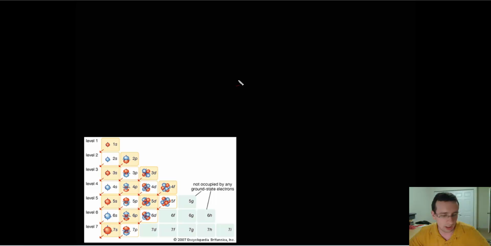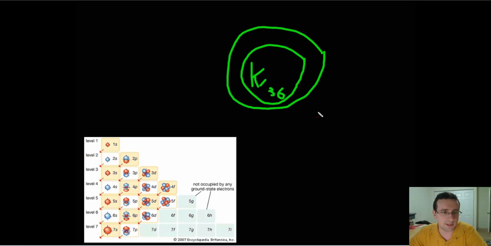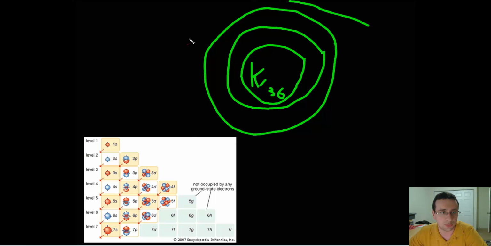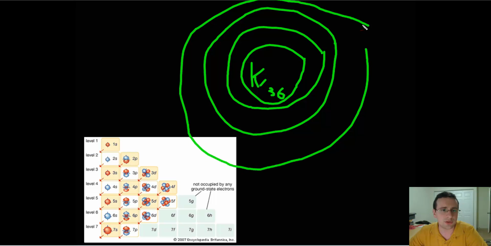Alright, so krypton, and remember, it's going to have 36 protons. So let's do krypton with 36. Now, it's going to have, we said, 4 layers, right? So let's go ahead and put those 4 layers. Remember, these are not actually circles. They're more like ellipses, so it's okay if you don't draw them as circles, because they're not really circles.